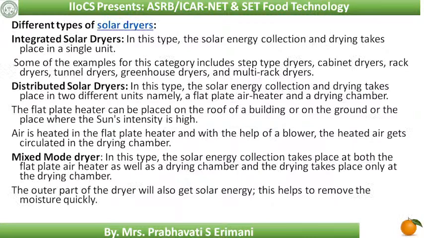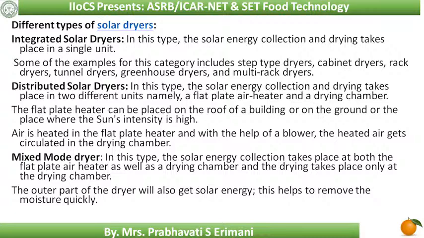There are different types of solar dryers: integrated solar dryers, distributed solar dryers, and mixed mode dryers. In an integrated solar dryer, the solar energy collection and drying take place in a single unit. Examples are step type dryers, cabinet dryers, rack dryers, tunnel dryers, greenhouse dryers, and multi-rack dryers. These are all examples of integrated solar dryers.